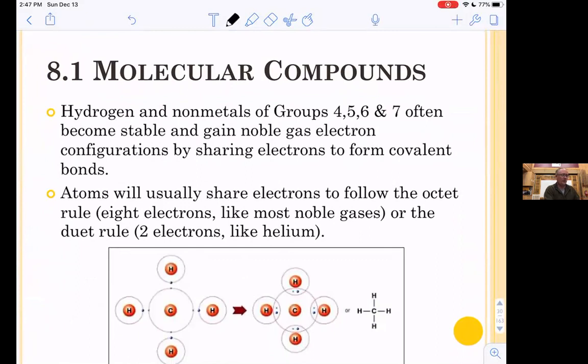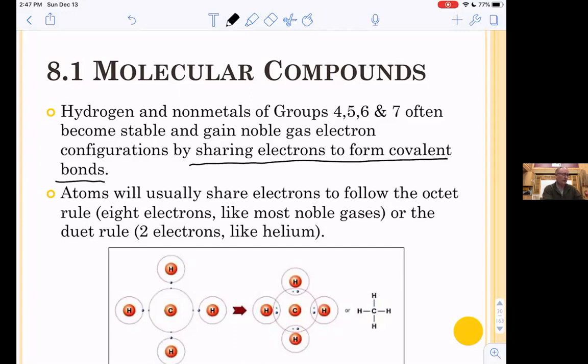So they're going to do this by trying to attain noble gas configurations. For hydrogen, that's going to be attaining the noble gas configuration of helium; for other atoms, it's going to be neon, argon, krypton, and so forth. With covalent molecules, molecular compounds, they're actually going to share electrons to attain that noble gas configuration rather than gain or lose them like they would if they were ionic compounds.